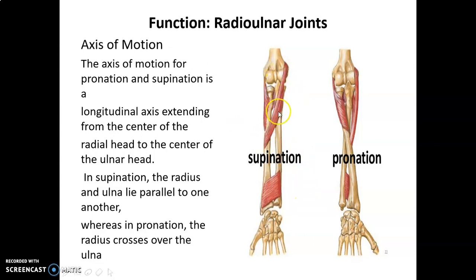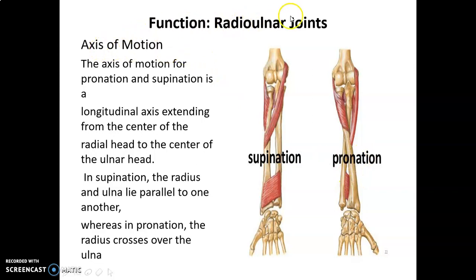Now we are going to the functions of the radial ulnar joint. Basically you have only two motions here, supination and pronation. In pronation, the distal end of the radius crosses over the ulna, and you can see the thumb coming to the medial side. Here the thumb is on the radial side, and then it comes to the medial side, that is pronation.